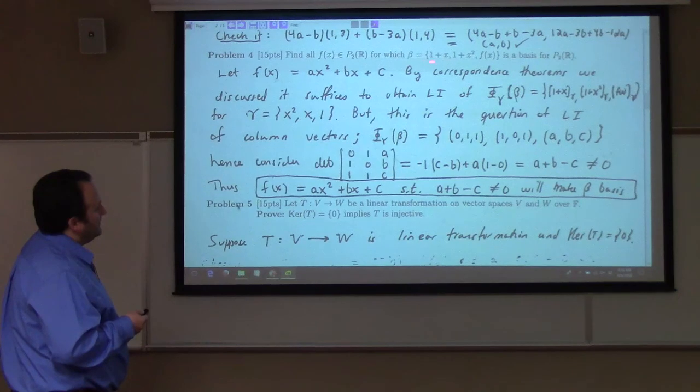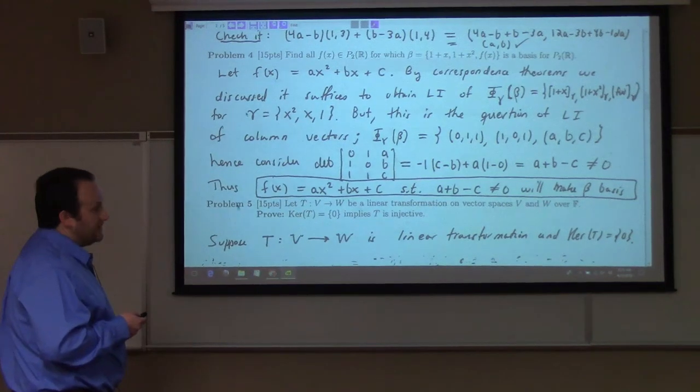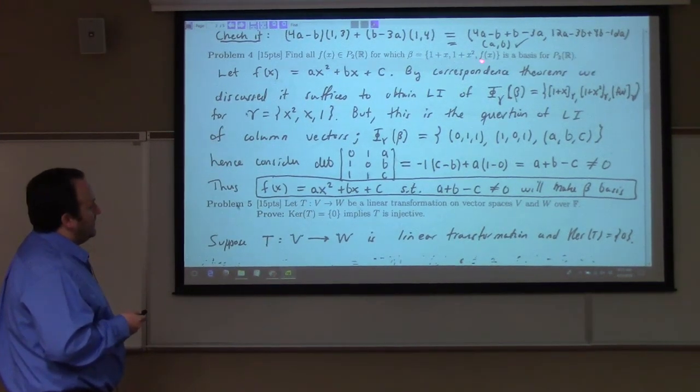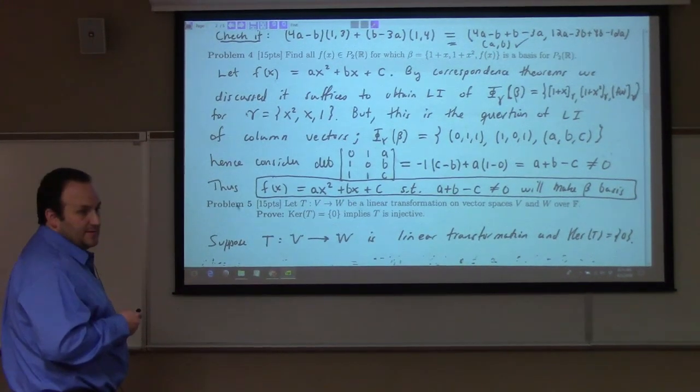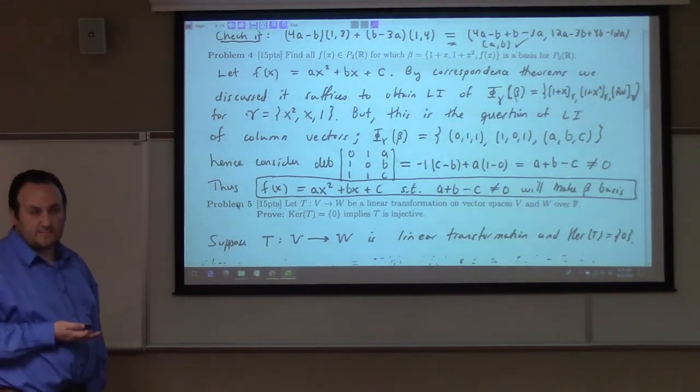So the question here is, what can I put in this third spot in order to get a basis for P2, right? Now, I gave some partial credit if you just had at least enough insight to write that as an arbitrary vector. That's a good starting point, to write ax squared plus bx plus c. Then what do you do with that?